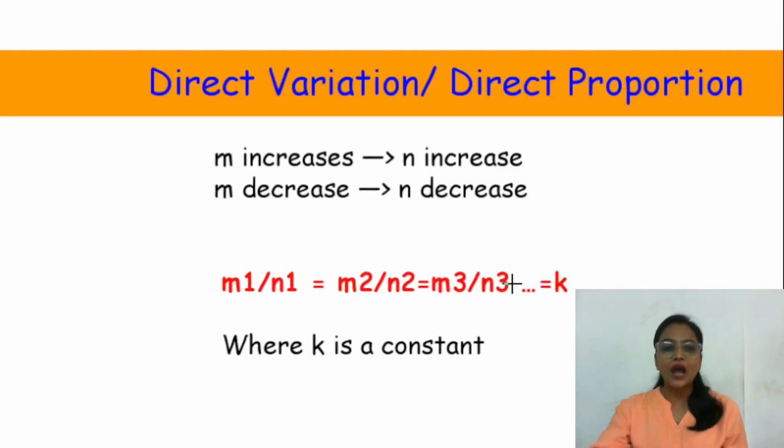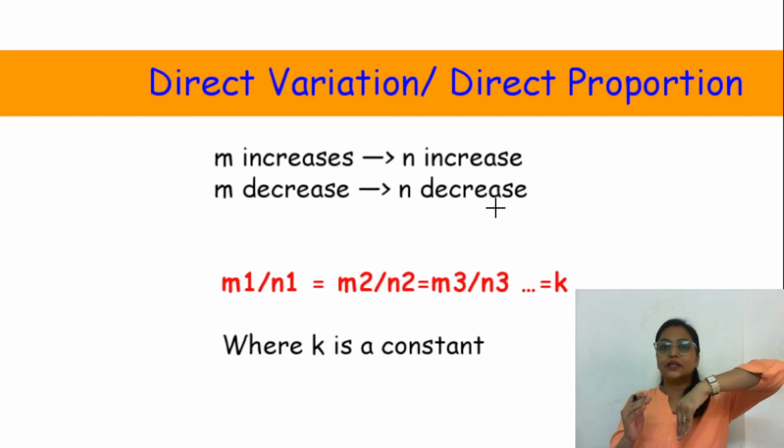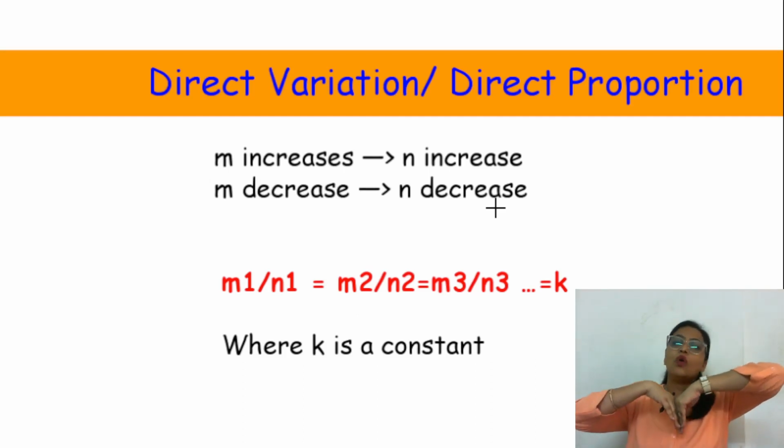Now first comes direct variation, or you can say direct proportion. So what is that? It says that if m increases, n also increases; if m decreases, n also decreases. What does it mean? It means that if one quantity is increasing, it will result in the increase of the other quantity. Or if one quantity decreases, then the other quantity will also decrease.